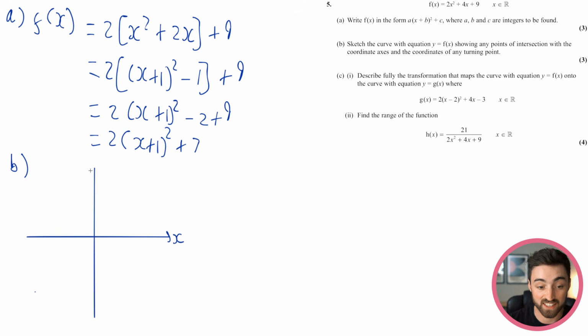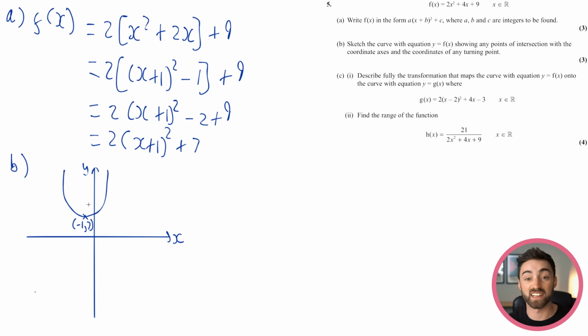It's really easy to sketch a quadratic when you have the minimum point, because you just say, where's the minimum point? It's going to be at the negative of what number is here. So that's going to be minus 1. And then the y value is just going to be 7. So it's going to be (minus 1, 7). We can say that's around here. And then we just draw a smiley face on top of it, just like that.